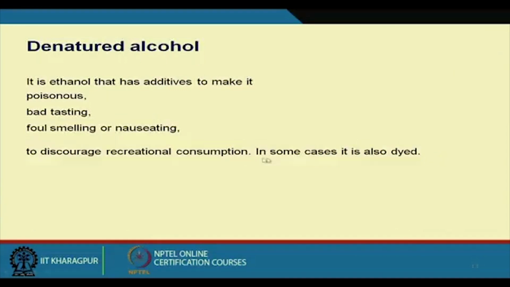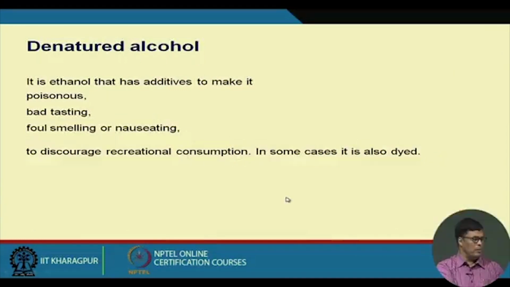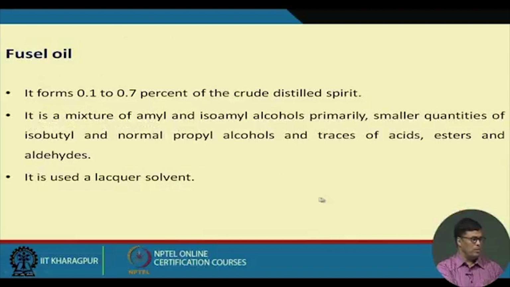Now, denatured alcohol I already explained, and I don't want to discuss it again, but regarding fusel oil, I want to tell you that it is 0.1 to 0.7% of the crude distilled spirit. It is a mixture primarily of amyl and isoamyl alcohol, with smaller quantities of isobutyl and normal propyl, and trace amounts of acid esters and alcohol.